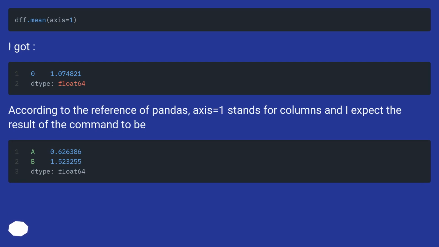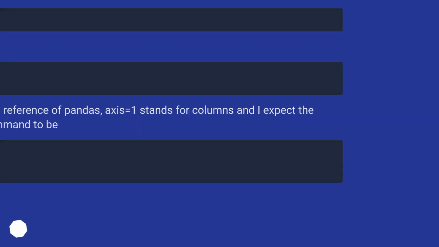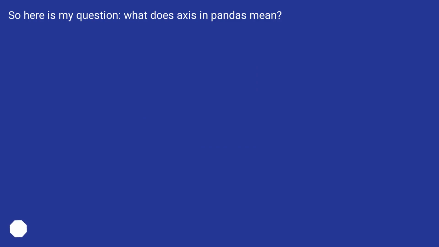According to the reference of pandas, axis equals 1 stands for columns, and I expect the result of the command to be. So here is my question. What does axis in pandas mean?